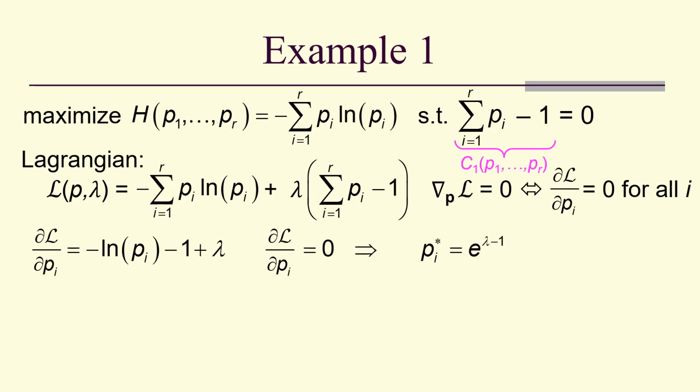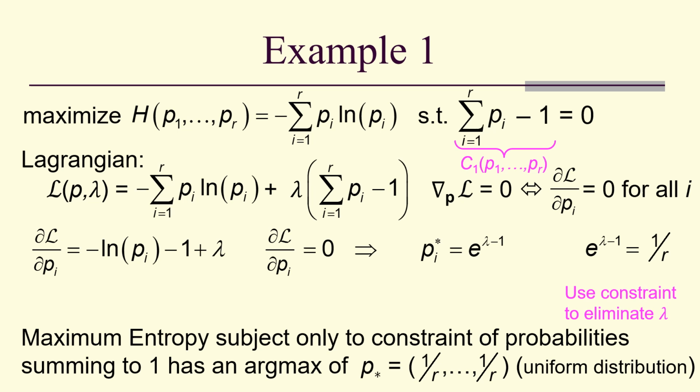We solve by taking the exponential on both sides. And now we want to use the constraint to eliminate lambda. The p sub i is either e to the lambda minus 1. It doesn't have any i's in there, so it's just r copies of that. And therefore we can divide and get 1 over r. So our maximum entropy distribution, subject only to the constraint of probability summing to 1, has an argmax of the uniform distribution. All the probabilities the same, 1 over r.